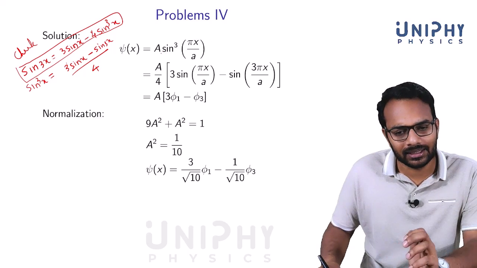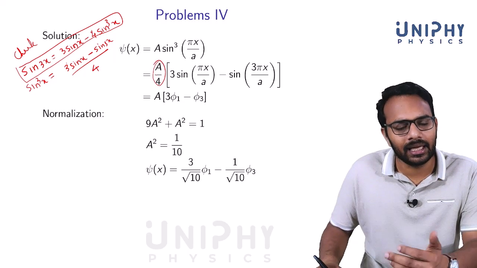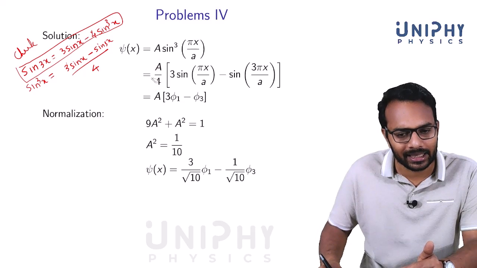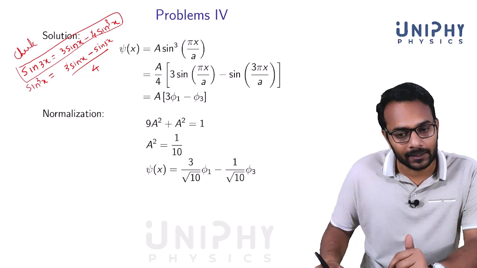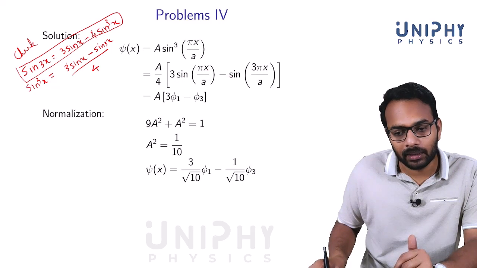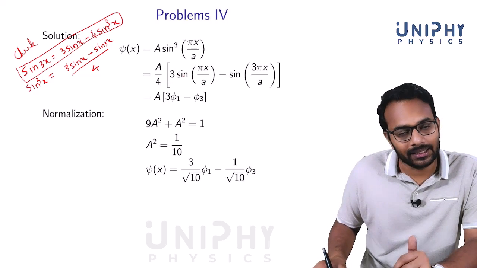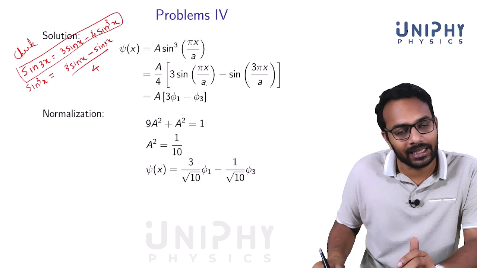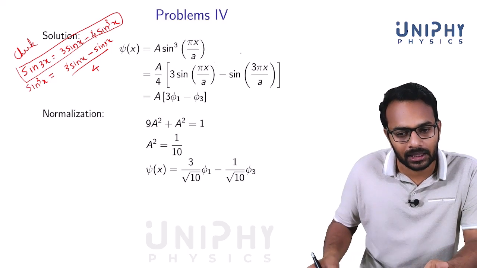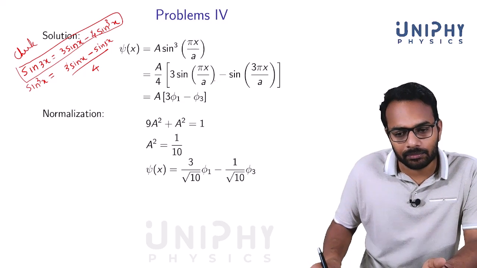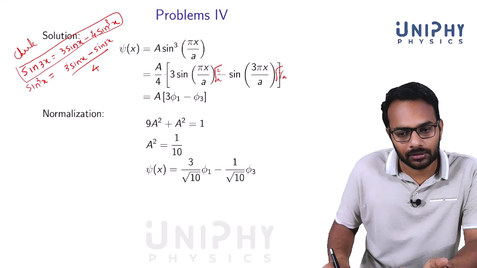Here the wave function is not normalized, so there's this a by 4. Now a is a constant and a by 4 is another constant, so we'll simply write it as a again. It's 3 sine pi x by a minus sine 3 pi x by a. These are energy eigenfunctions of the form sine n pi x by a. They are not orthonormal, so we can also multiply and divide by square root of 2 by a, and then outside there will be a square root of a by 2. I hope this is clear.